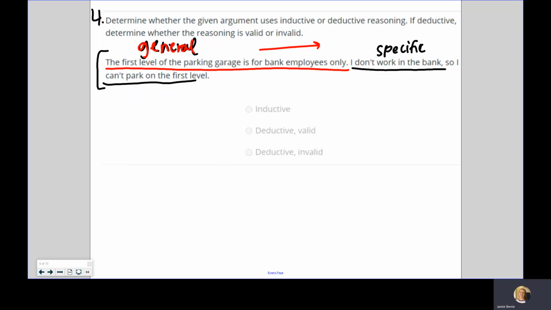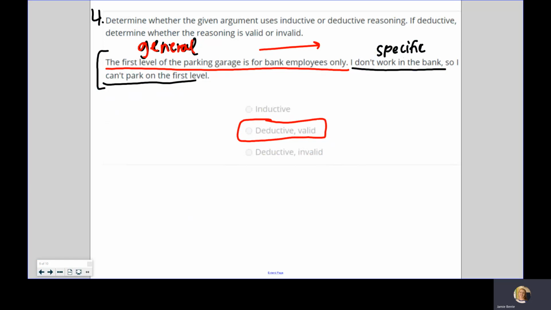All right, so will I ever be allowed to park on the first level of the parking garage? It says the first level of the parking garage is for bank employees only. That's the only people who are allowed to park on the first level. I don't work in the bank, so I can't park on the first level. Is that conclusion always going to be guaranteed? Yes. Unless I somehow change my job and I now work in the bank, I'm not going to be able to park on the first level of the parking garage. So this would be a valid argument.